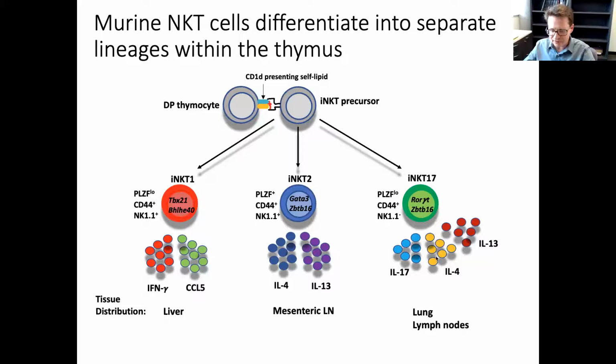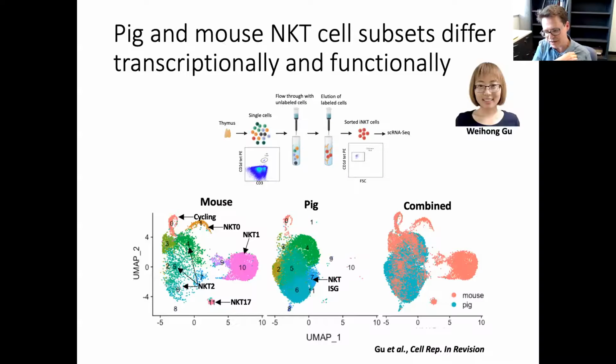They come out of the thymus already fully differentiated into these subsets, which is different from conventional CD4 T cells, where Th1, Th2, and Th17 T cells must differentiate after stimulation in the periphery. These different subsets of NKT cells home to different tissues, and in those different tissues they have their unique functions to fulfill, and they play unique roles in disease. So we wanted to find out if pigs were the same.